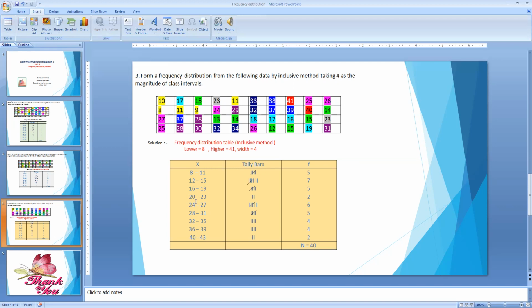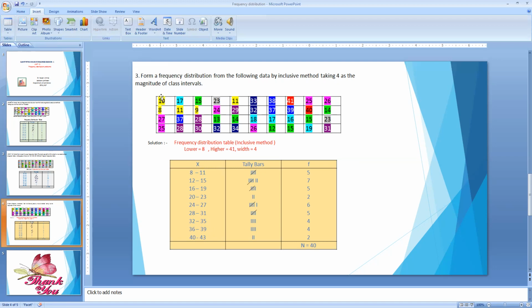Then 16 to 19, 20 to 23, 24 to 27, 28 to 31, 32 to 35, 36 to 39, and 40 to 43. Because here up to 40 they have given, and 40 cannot be the end, it has to be shown with a difference of four, so up to 43 it ends. Now we'll check in the same manner how we did, because here we have to count the last number also. So 8, 9, 10 and 11. Four numbers have to be counted.